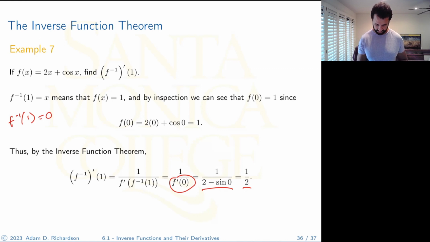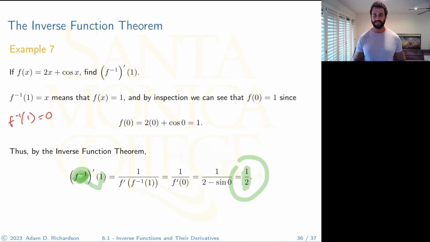Let me erase some of this stuff. There we go. That's it. So what we know is that the derivative of f inverse at the number 1 is equal to 1/2. So we were able to compute the slope of the tangent line to the inverse function at the number 1, and that slope is 1/2. We were able to do this without a formula. We didn't have to compute the inverse itself. We just had to get one value of the inverse at one point, and we were able to figure this out, which is really cool. All right, so that's the usefulness of the inverse function theorem.